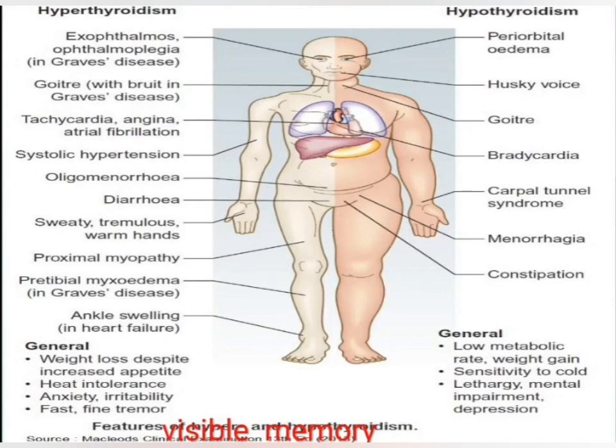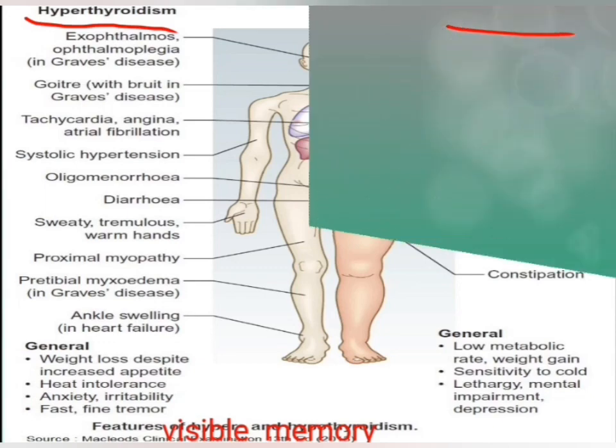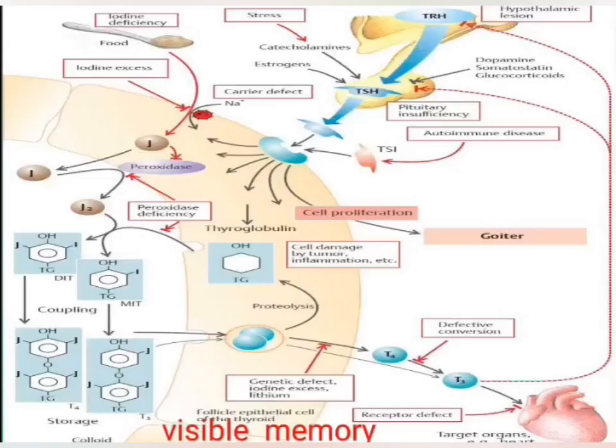Now you can stop the video and compare the symptoms of hyperthyroidism and hypothyroidism. Now we will discuss what can be the causes of these conditions. Here you can see, starting from the hypothalamus, there may be hypothalamic lesions. Coming towards the pituitary, there may be pituitary insufficiency or pituitary tumor.